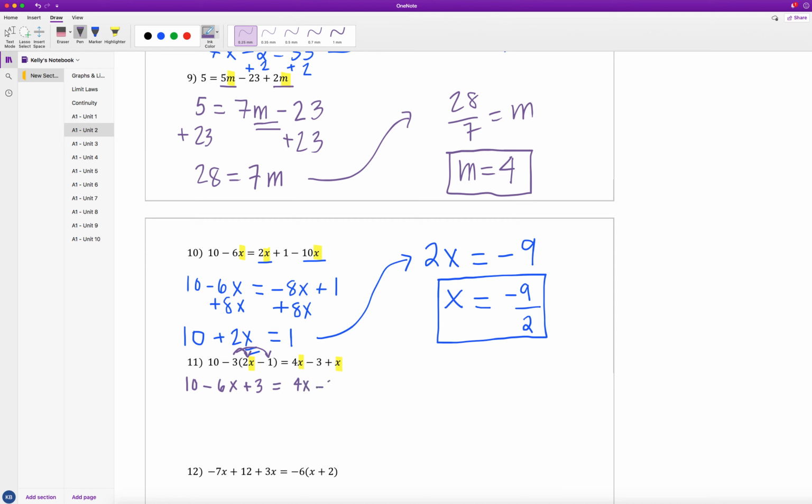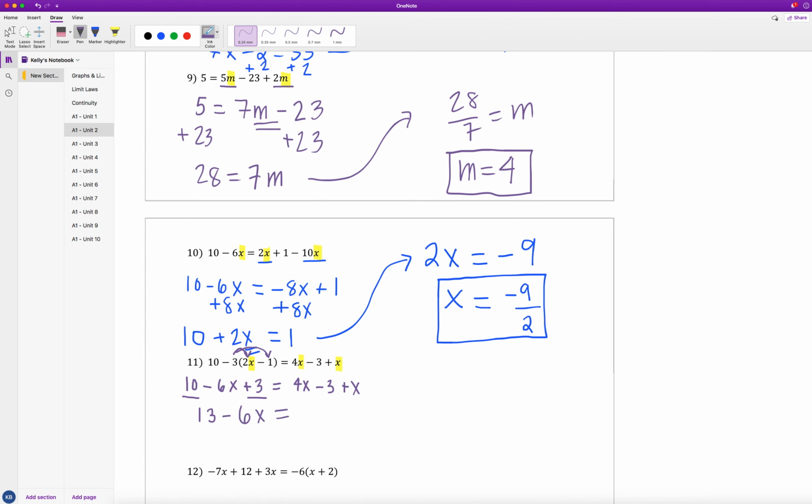So I'll rewrite it, 4x minus 3 plus x. From here, my next step is going to be to combine any like terms on each side of the equation that I can. On the left side, I have 2 constants, the 10 and the positive 3, so I can go ahead and combine those like terms on the left hand side, and that will give me 13 minus 6x.